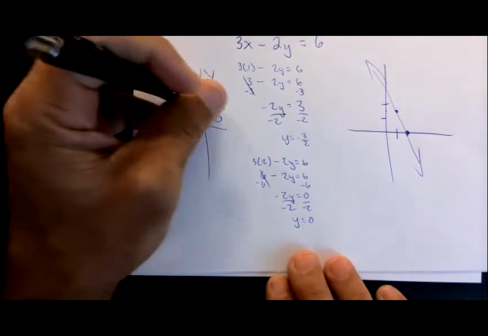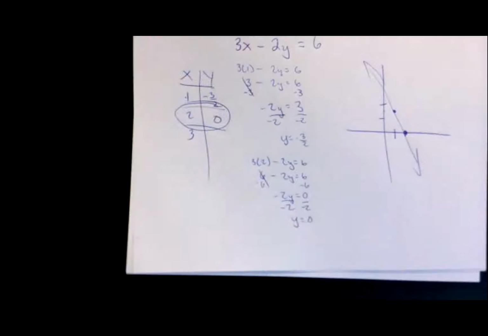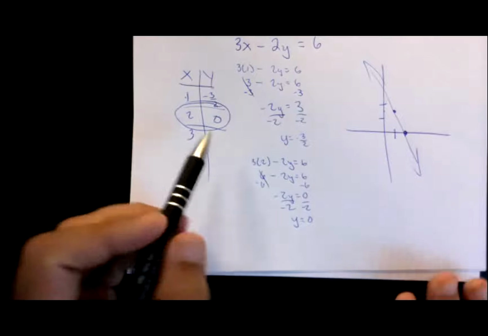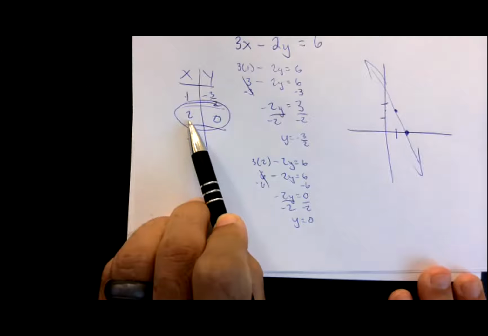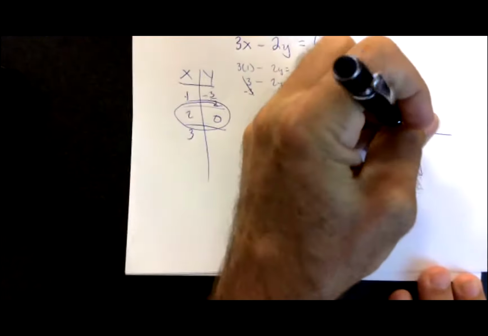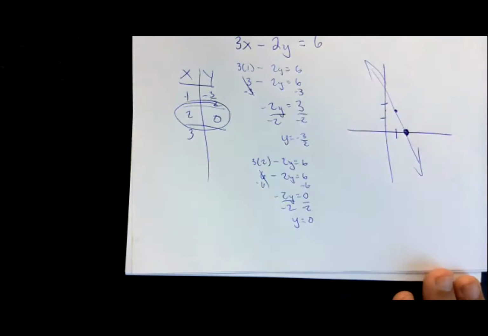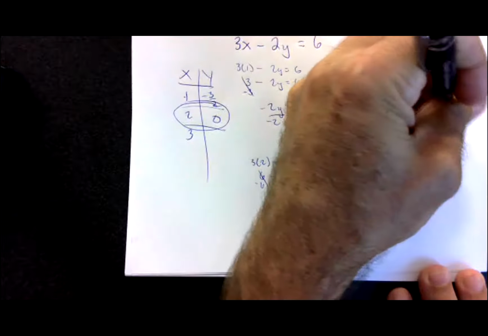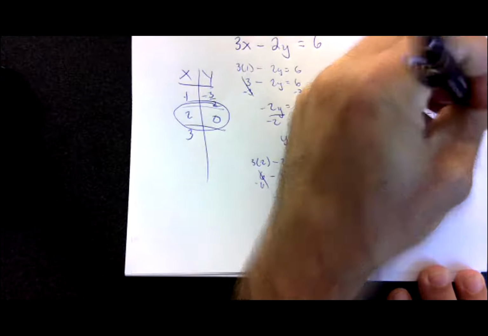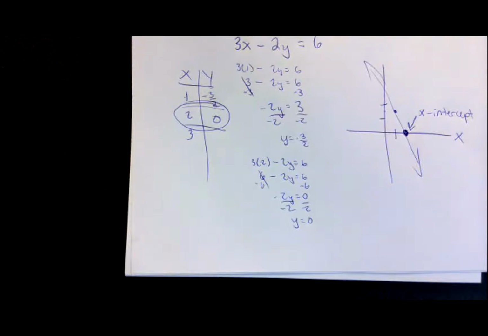Now, what this does illustrate, though, is a very specific point that I want to talk about for just a second. When you get a Y value of 0 and you have an X value, that point is right here on the X axis. This point has a specific name. This is called your x-intercept. This is where your line intercepts or crosses the x-axis.